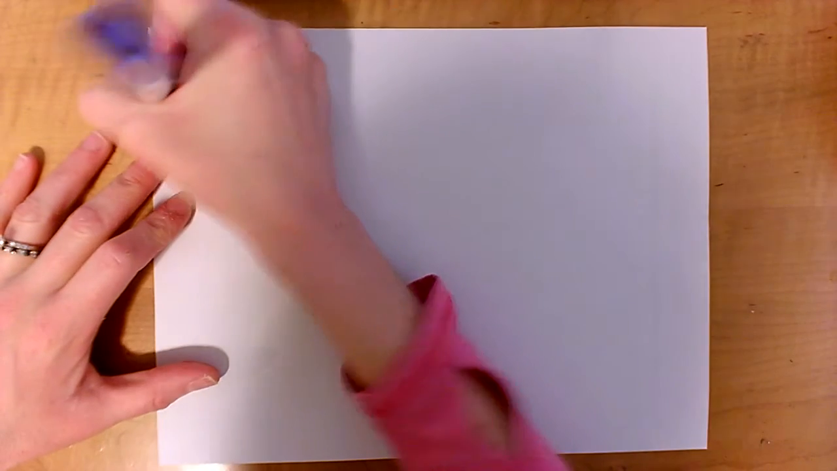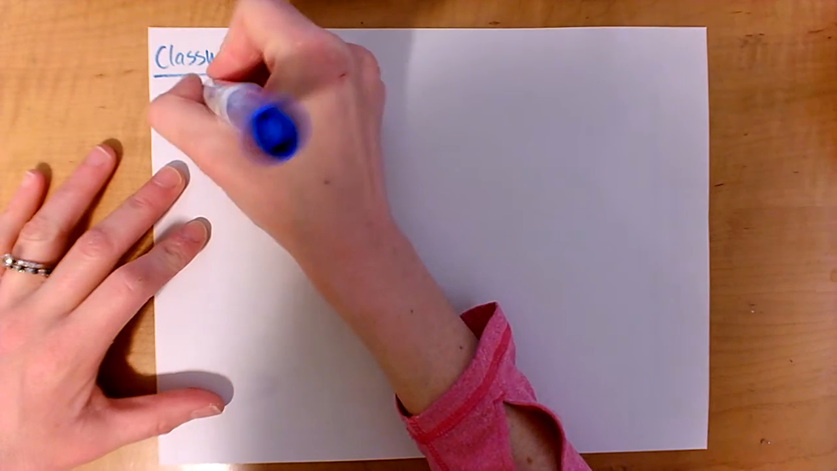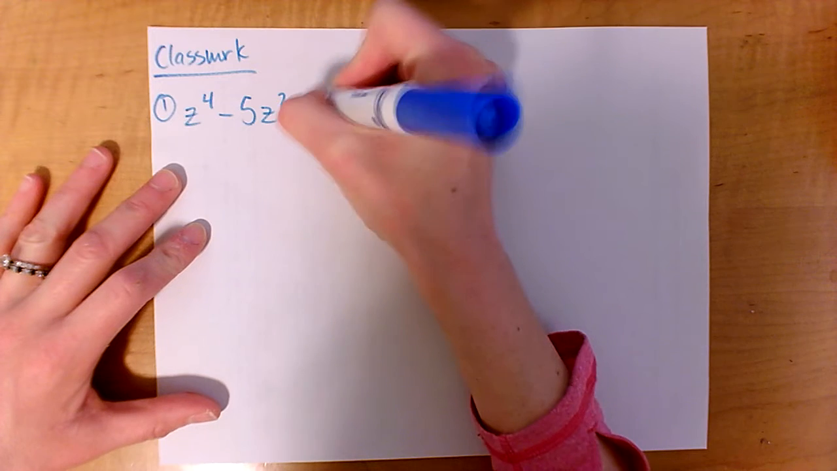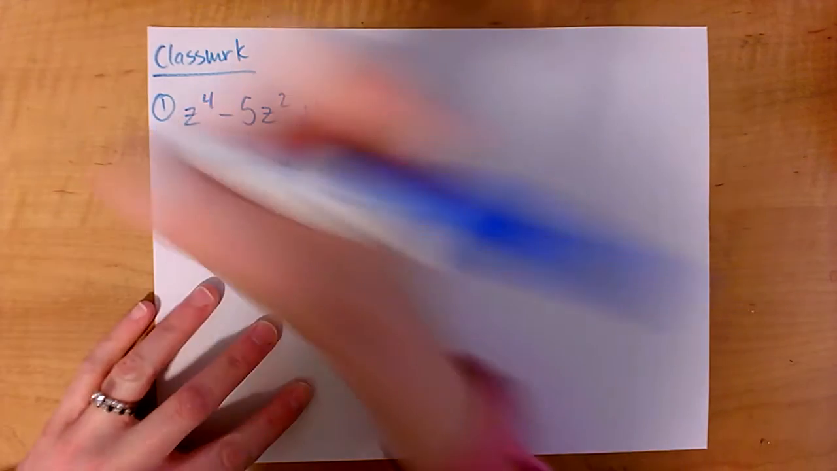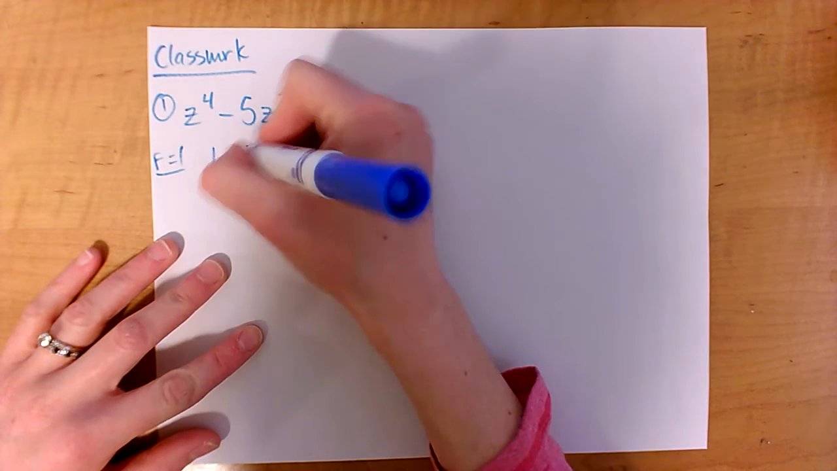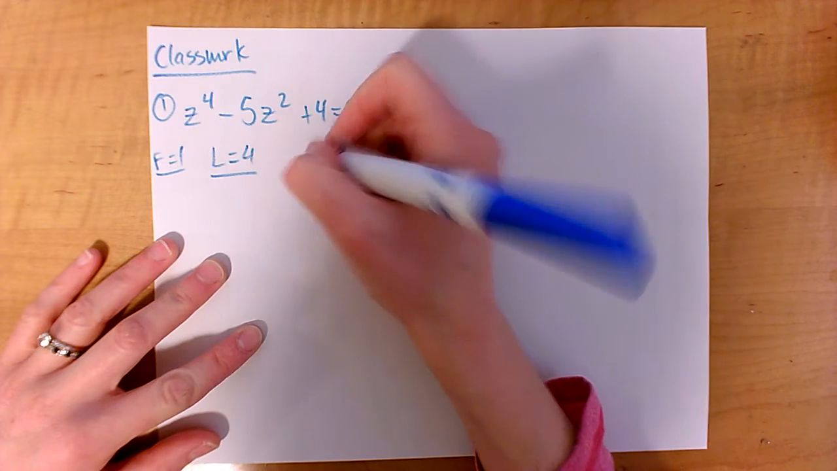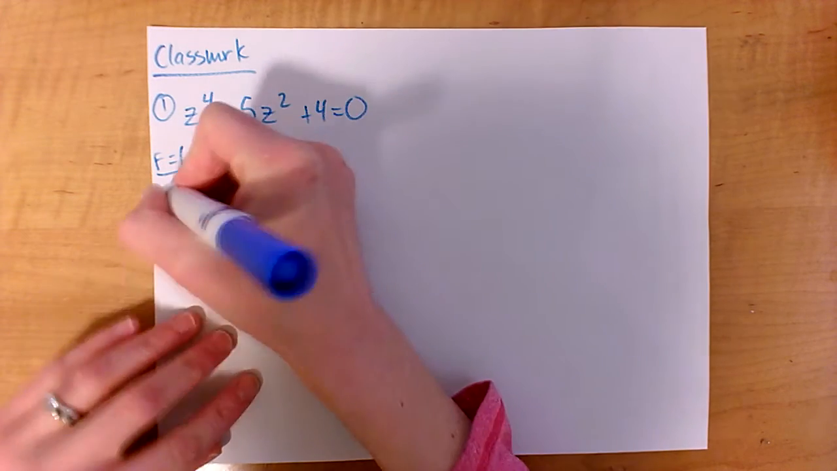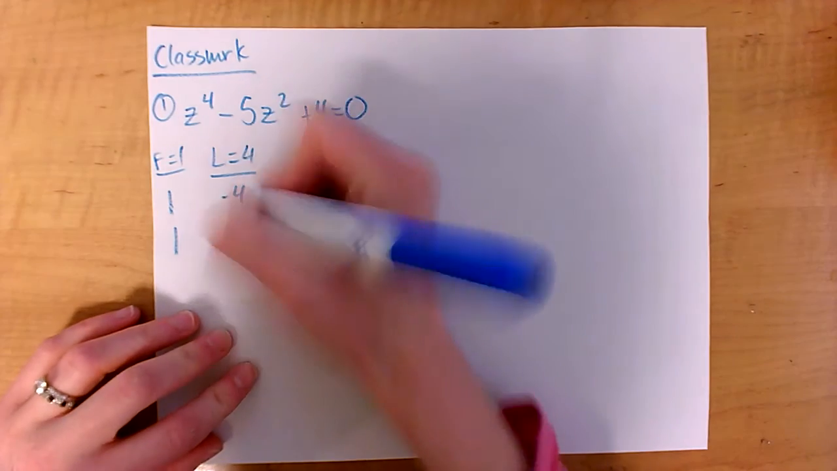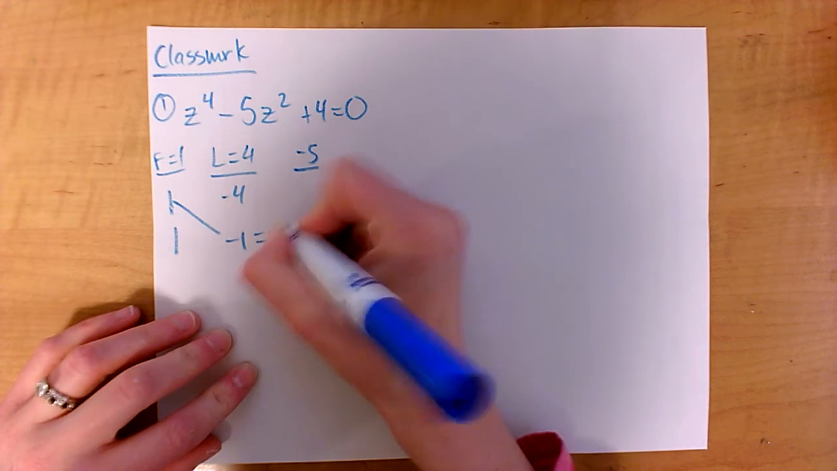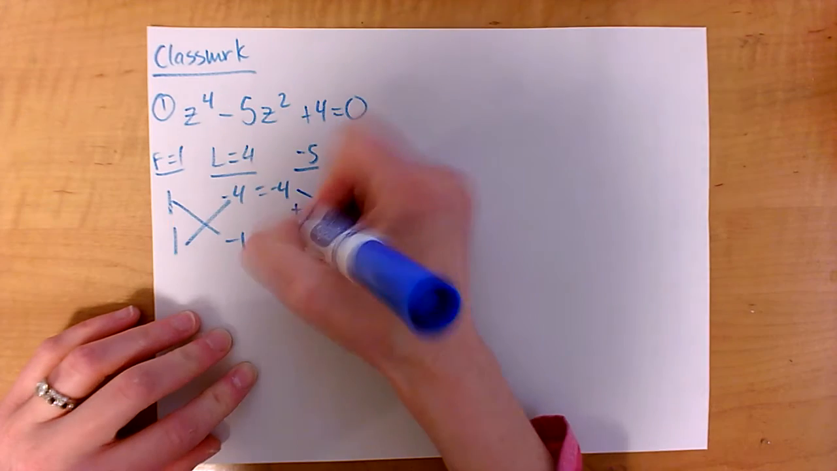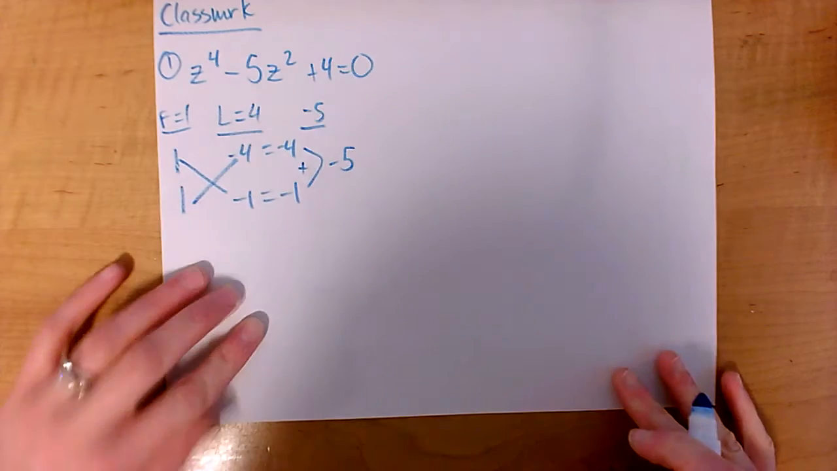So for this classwork, number 1, I have z to the 4th minus 5z squared plus 4 is 0. So I'll factor this with first and last. In the middle, I have negative 5, so I have 1 and 1. 2 factors of 4. Let's do negative 4 and negative 1. Cross multiply. Get a negative 1. We get a negative 4. We can add those up. That gives us negative 5.